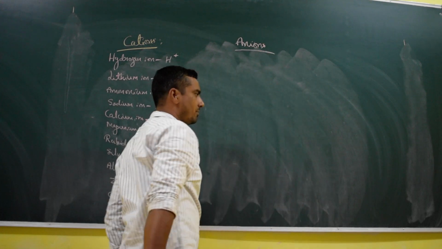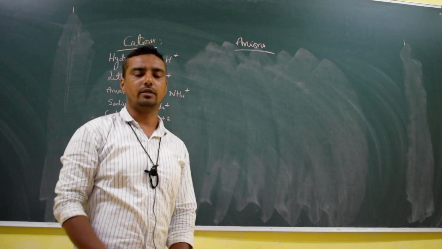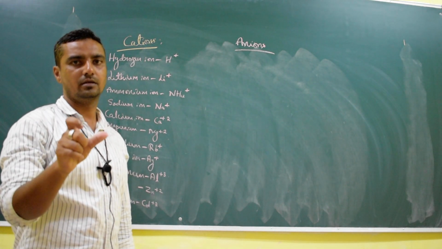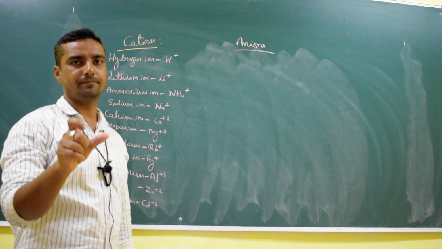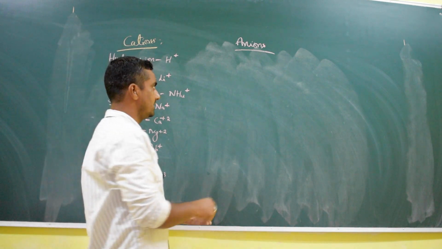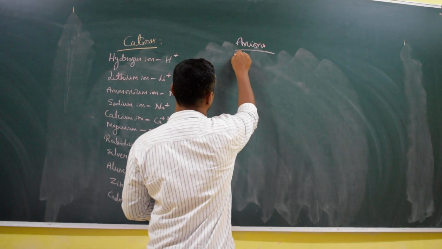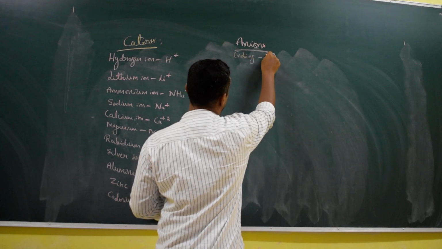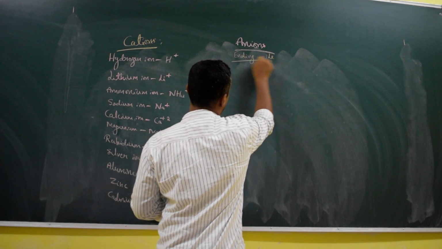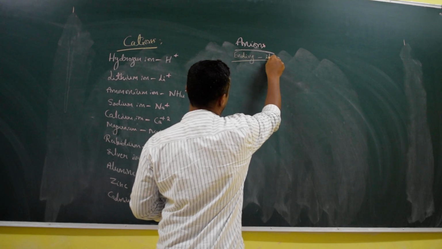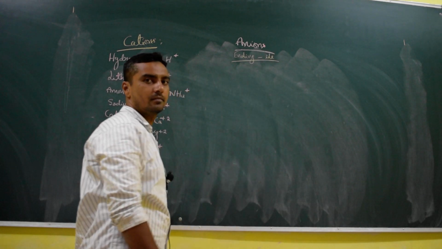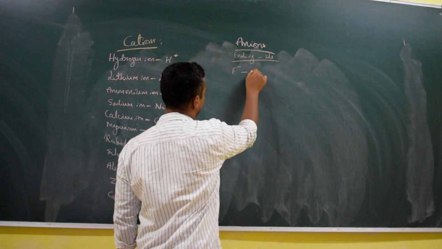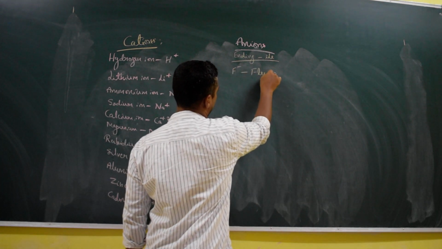So you people have already been told that anions always end with -ide. Remember, it is always ending with -ide. So here, F minus is fluoride.